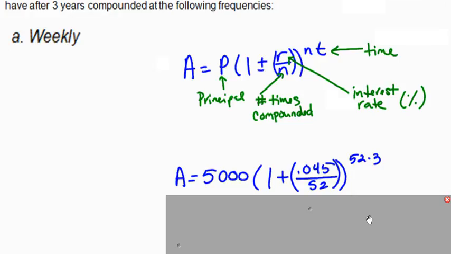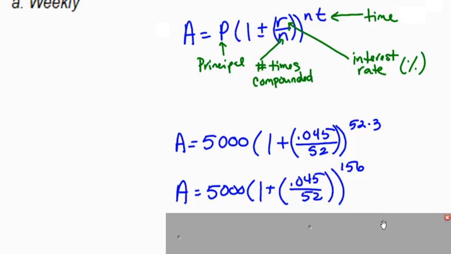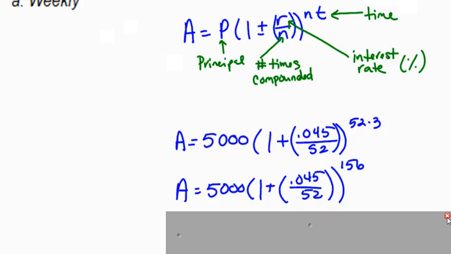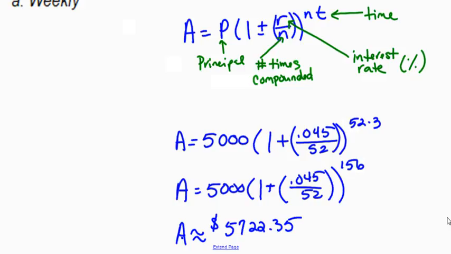So to figure out our account balance, we might want to do a little simplifying before you try entering it into your calculator at once. We can simplify the exponent here, so 52 times 3, that's 156. And now we can enter this into our calculator, being very careful with the groupings for our parentheses. So 5,000, left parenthesis, 1 plus, left parenthesis again, our interest rate divided by the number of compoundings, right parenthesis, to the 156th power. If we've entered everything into our calculator correctly, and we're rounding to the nearest cent, we should have $5,722.35.